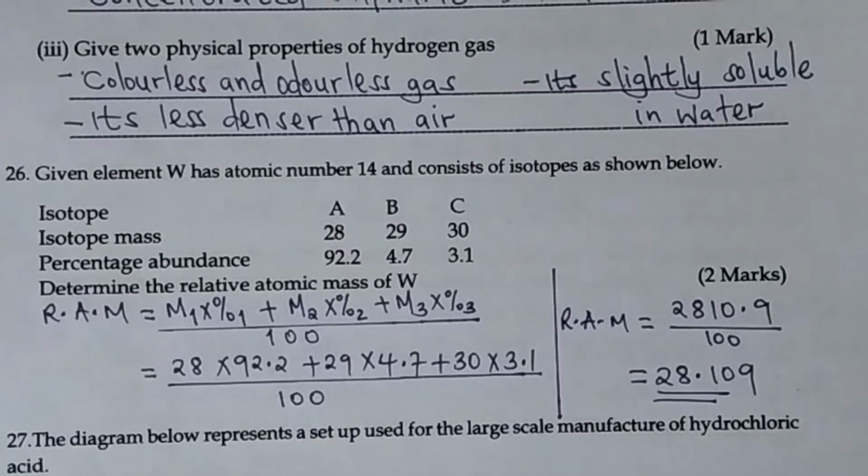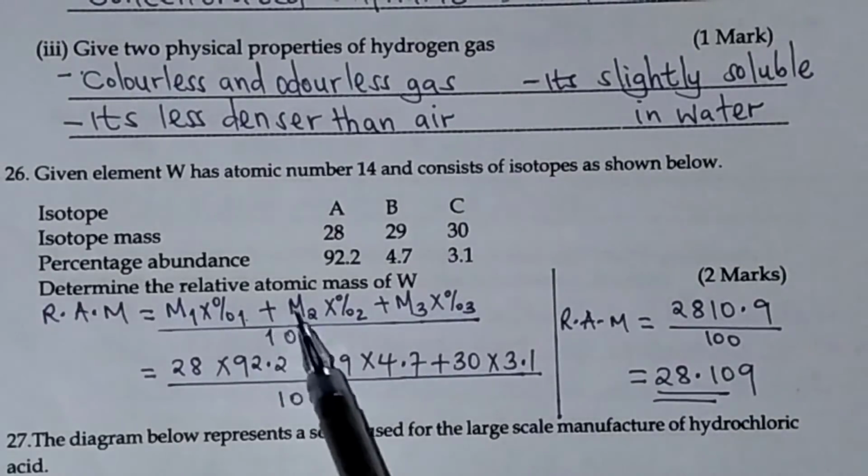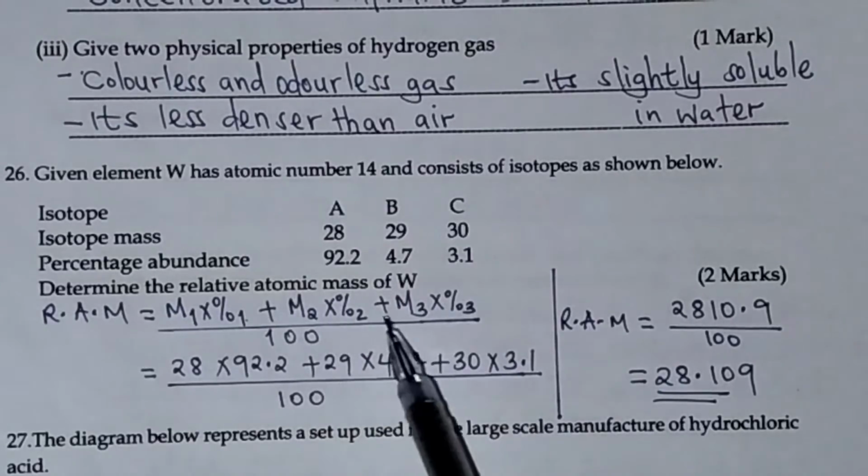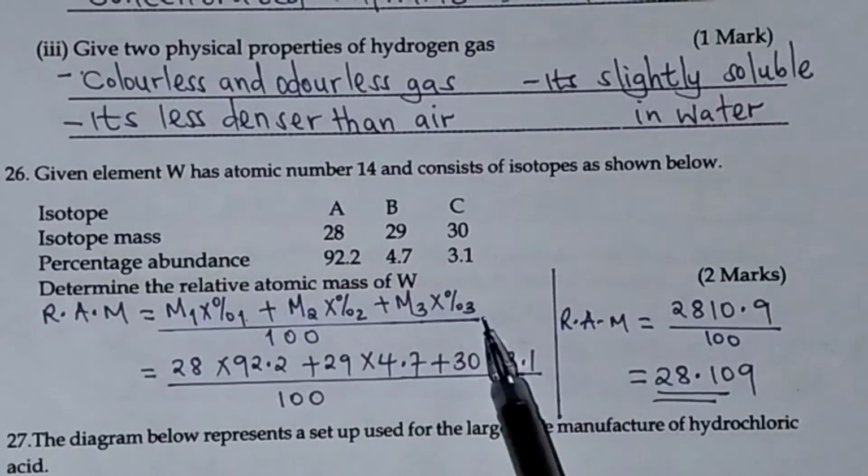Isotope mass 28, 29, 30. Percentage abundance 92.2, 4.7, and 3.1. Determining the relative atomic mass of W, the Rm of W. Rm is calculated by mass number 1 multiplied by percentage number 1 plus mass number 2 multiplied by percentage number 2 plus mass number 3 multiplied by percentage number 3, divided by 100.